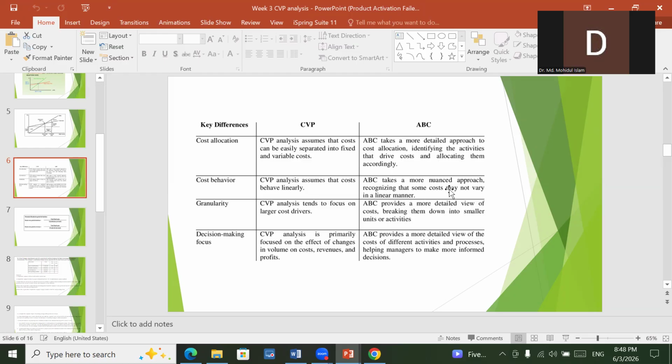ABC takes a more nuanced approach, recognizing that some costs may not vary in a linear manner. That means here the costs vary, but do not follow the linear. Linear means a consequence. In this way, you try to read the difference between CVP and ABC costing techniques. Now I am going to another slide.